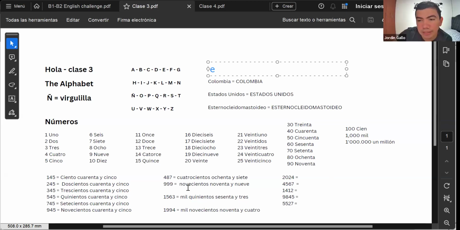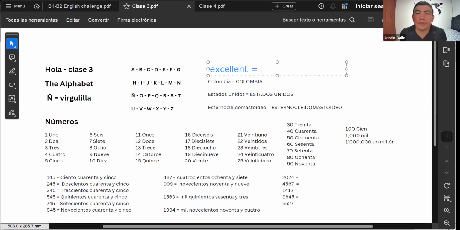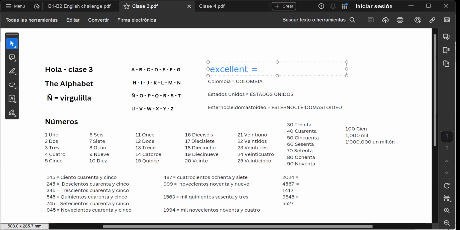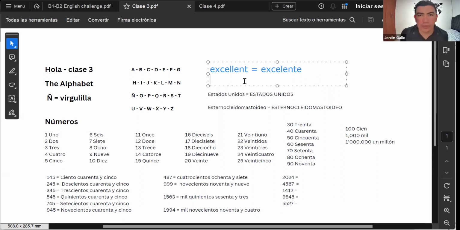Yeah, you're spelling. Okay. E, X, C, E, L, L, E, N, T. Okay. Do you know the word in Spanish? Excelente. Good. Excelente. It's very similar. So good. Excelente and excellent. Cool. Who's the next?